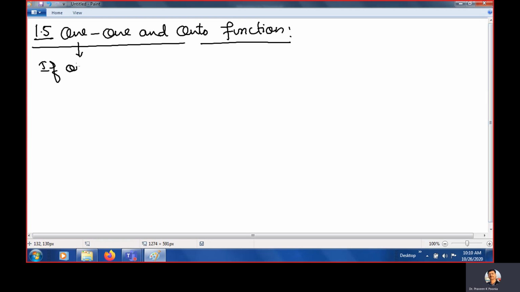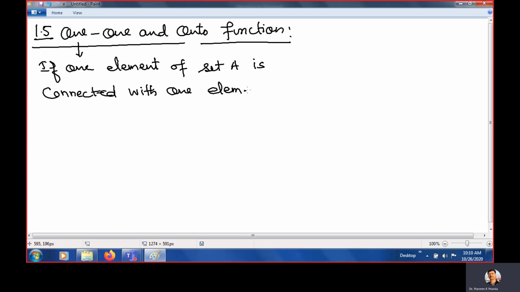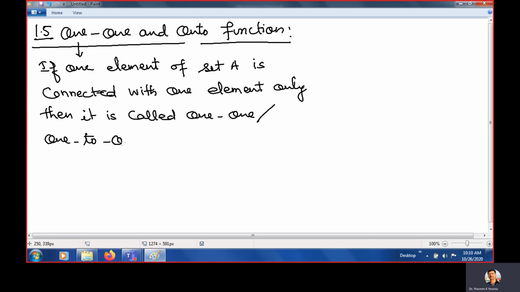If one element of set A is connected with one element only, then it is called 1-1, or sometimes we write it 1-to-1 function. You can say 1-1 function or you can say 1-to-1 function.